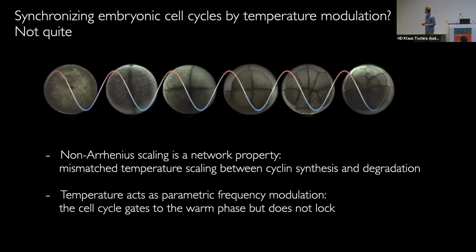And I think I'm out of time. So I started with the question of whether synchronizing embryonic cell cycles by temperature modulation is possible. And the answer is: not quite. There are two messages. That the non-Arrhenius scaling is a network property due to the mismatch between scaling of synthesis and degradation processes. And the temperature acts as a parametric frequency modulation and is gating the cell cycle to divide in the warm phase. You also have these phase slips, and there's no phase locking.